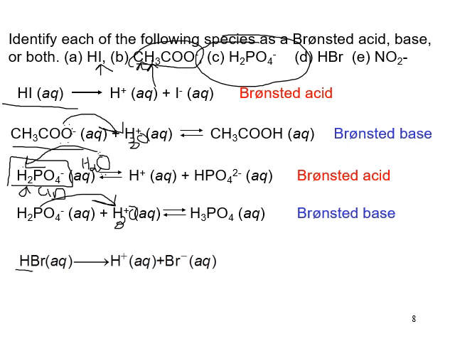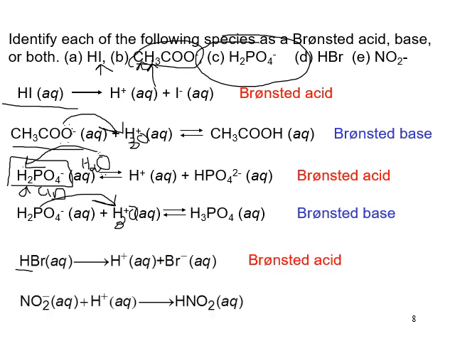This one only has a hydrogen to give. It can't pick up any more hydrogen, so it has to be acting as an acid. This NO2 minus doesn't have any hydrogens to give, so it must be acting as a base. And you'll notice what it did. It went out there and picked up a hydrogen. Again, this is H3O.